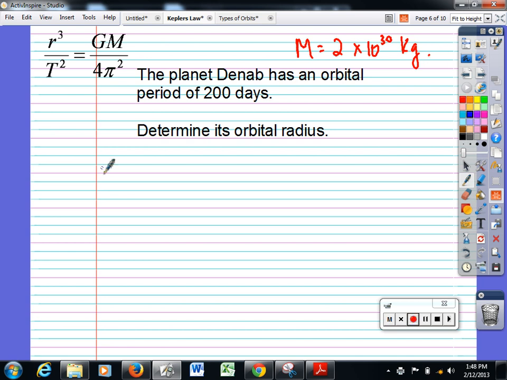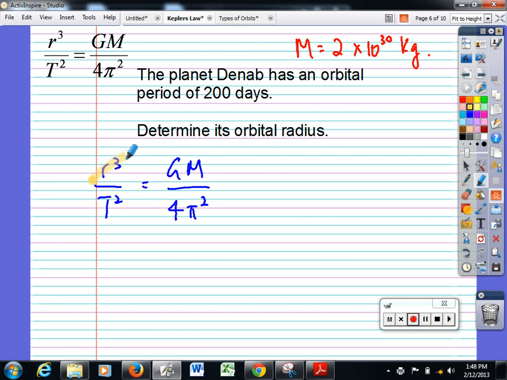So we've got r cubed on t squared is GM on 4 pi squared. Don't forget there's a little square there. It's the most common mistake, because a lot of people just say 4 pi. It's 4 pi squared. We want to find the orbital radius, which is this one up here.